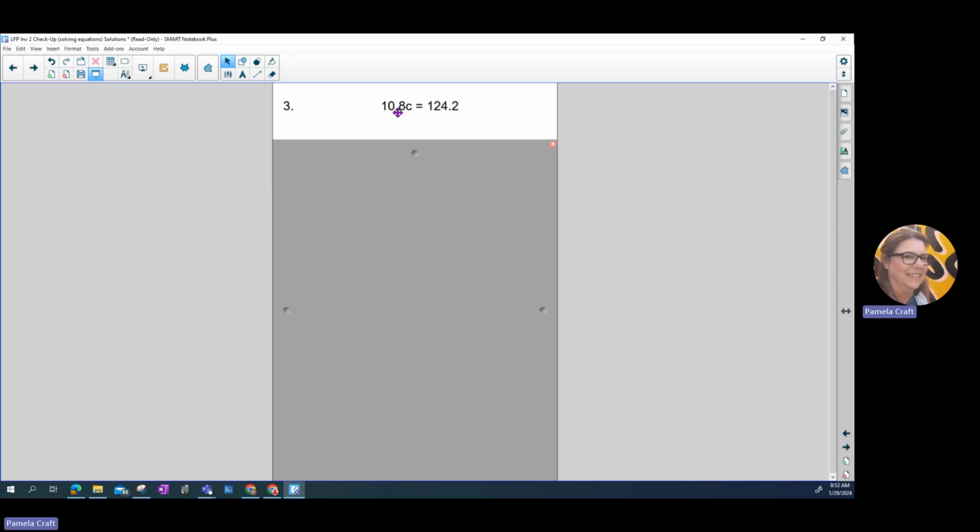Number 3, 10.8C is equal to 124.2. We are multiplying C by 10.8. That's what that means when it's next to the variable with no mathematical sign in between. It means multiply. So to get rid of that, we need to divide by 10.8. And if we do it on the left, we do the same thing over here on the right. And we get 1C is equal to 11.5.